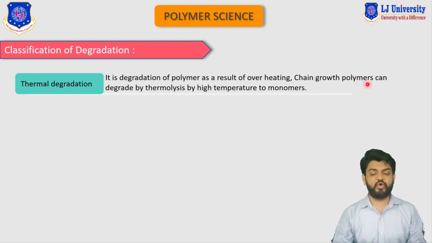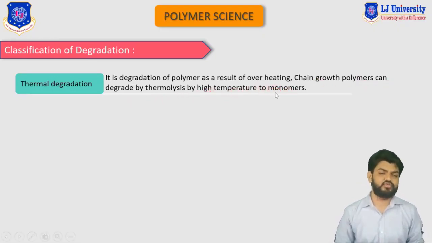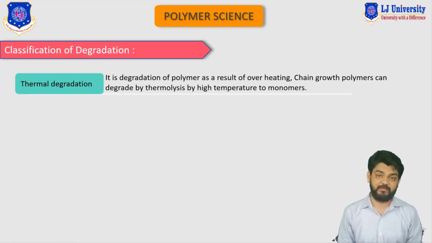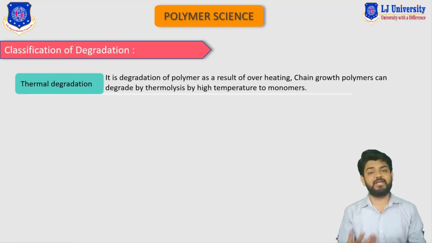Chain-growth polymers can degrade by thermolysis at high temperature to the monomer. Polymers, particularly chain polymers, are more affected by this thermal degradation, and on the application of high temperature they will degrade and produce small monomers.